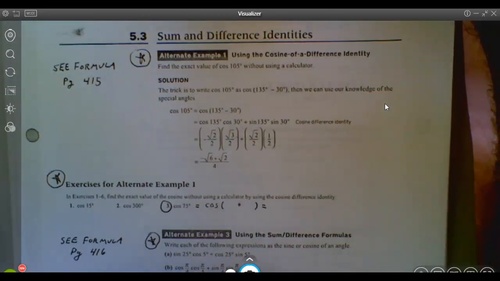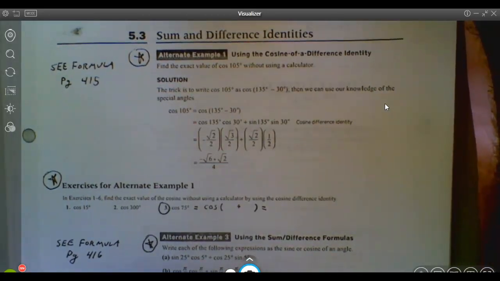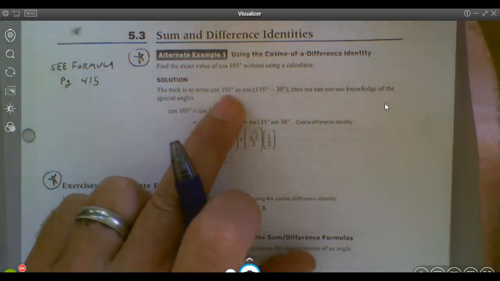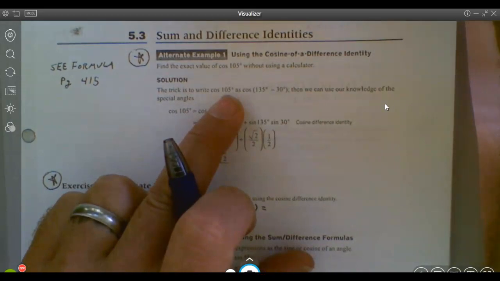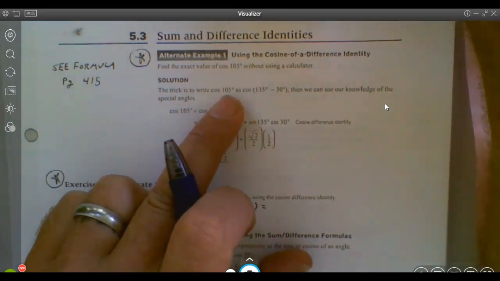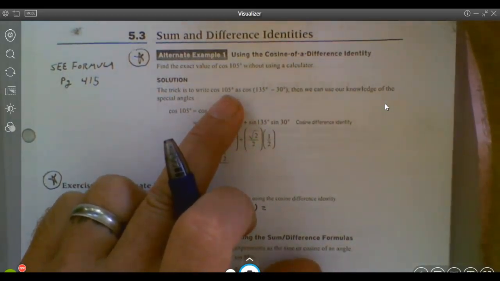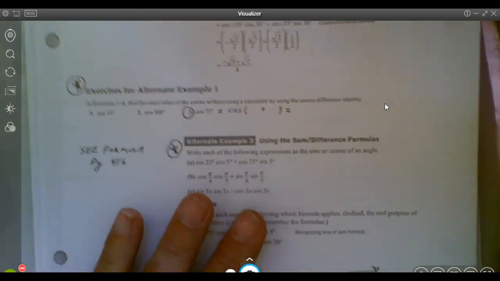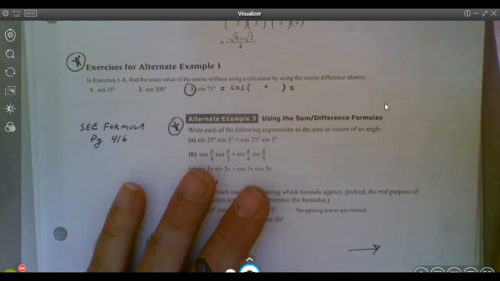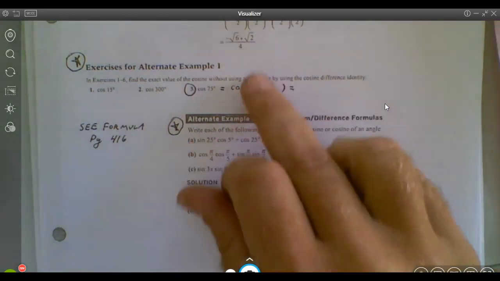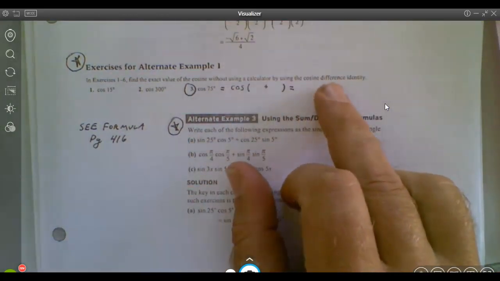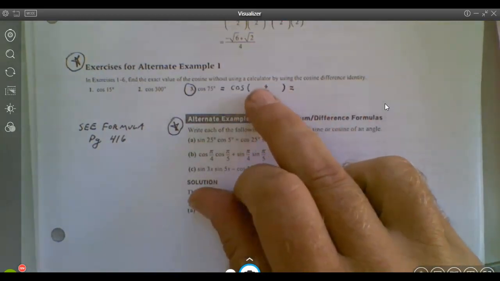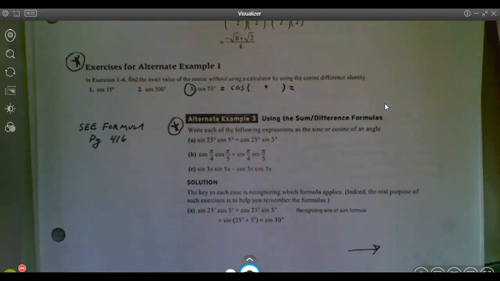So we could have used an addition scenario or a subtraction scenario to find it. Like you'll notice 105 could be written as 60 plus 45, right? And I could have worked with an addition formula instead. So it's just a matter of whatever you see is easiest if the directions don't specifically tell you. I know this one did say specifically to use a difference identity. But I'm using a sum instead because the one up above just showed you how to do a difference problem.